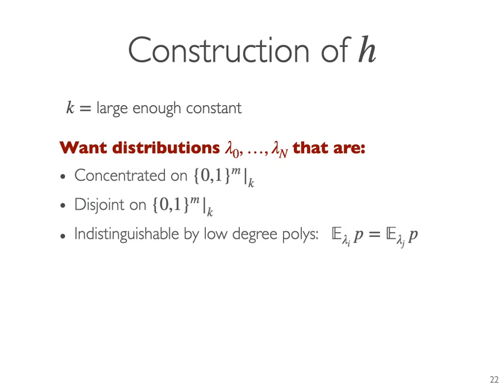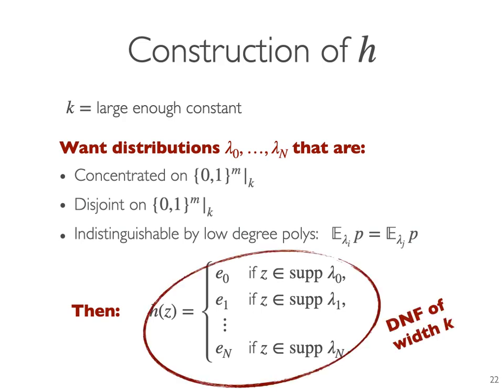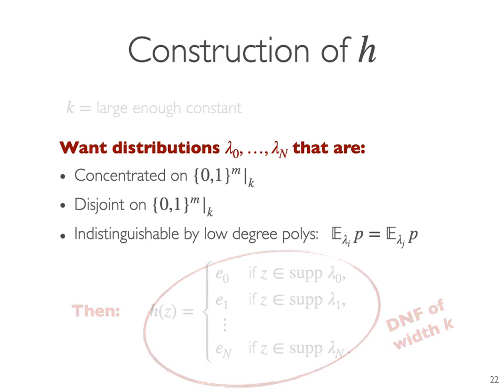Once we have such lambda i's, we can define H to be the monotone DNF formula of width k that assumes that its input z has Hamming weight exactly k, and just checks to see which of the lambda i's has this input z in its support. All right, so this is a DNF of width k, which is a constant. The most difficult part, of course, is the construction of the lambda i's, which I will sketch next.